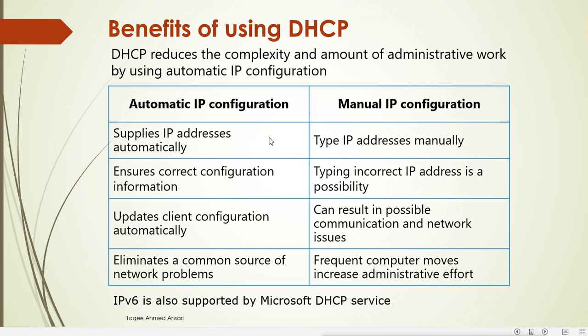So the benefit of using DHCP is to reduce the complexity and amount of administrative work by using automatic IP configuration. Because we are using automatic configuration, it will reduce the administrative work. Now these are the differences between automatic and manual IP addresses. Automatic supplies IP addresses automatically, but in manual, you have to type the IP addresses manually.